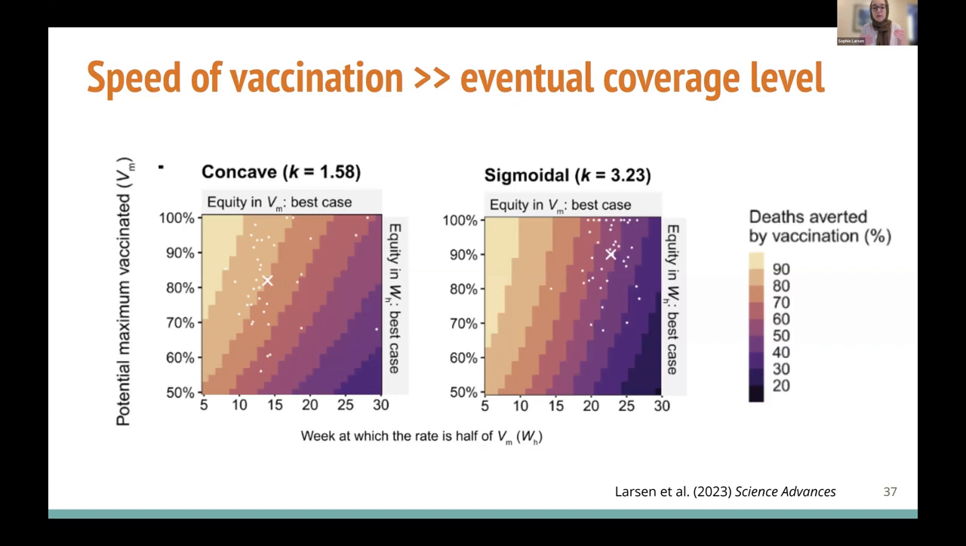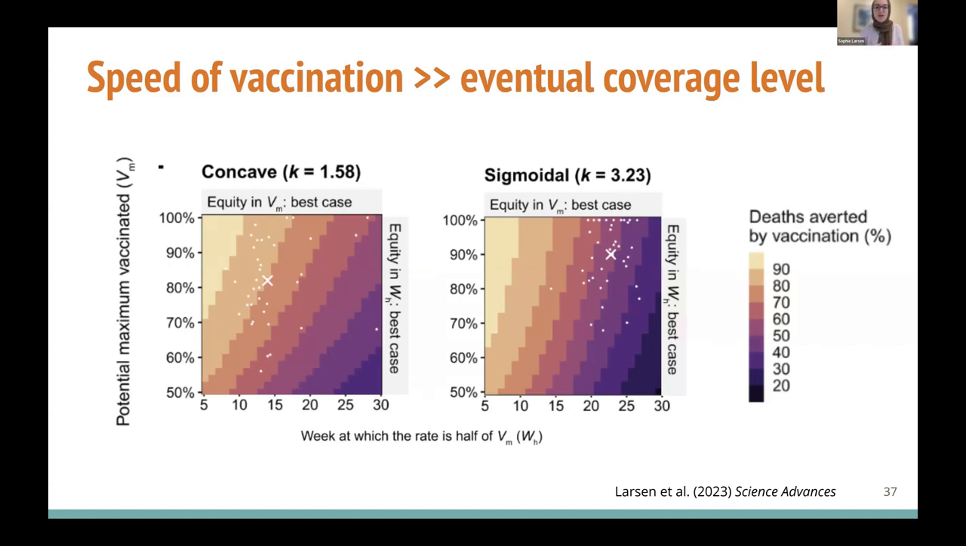And here what we saw is that the deaths averted by vaccination seem to be the most sensitive to the halfway week, right? So as I move across a row, especially in the sigmoidal group, I'm going to get quite a big change in the gradient of deaths averted. But as I move up and down a column, I'm not making that much of a change. So what we're seeing from this is that the speed of vaccination seems to be more influential in the dynamics, that early speed, than the eventual coverage level that I reach.